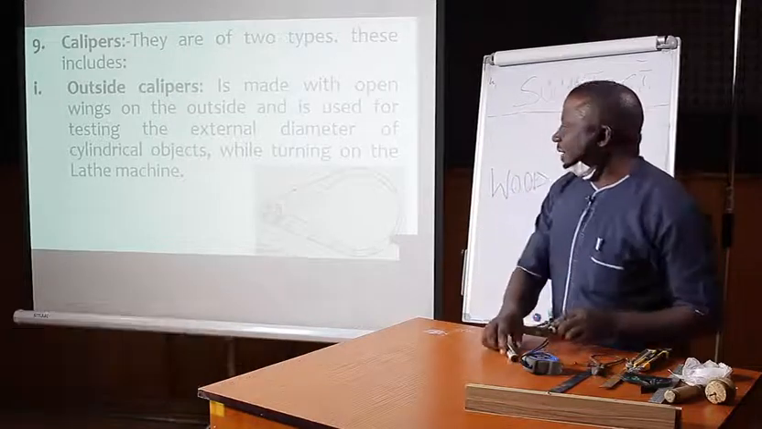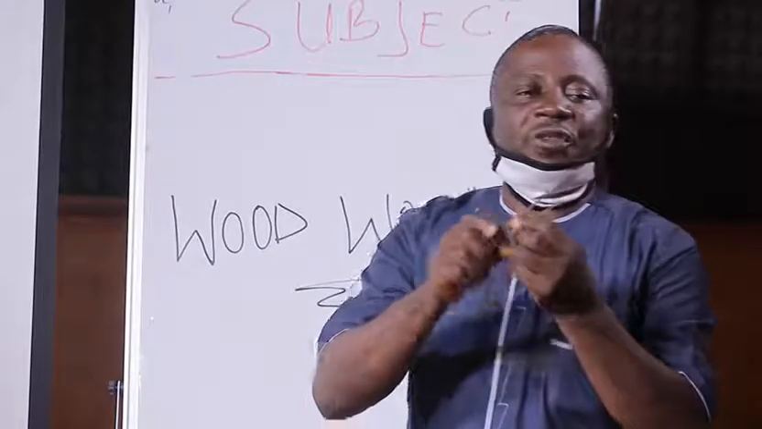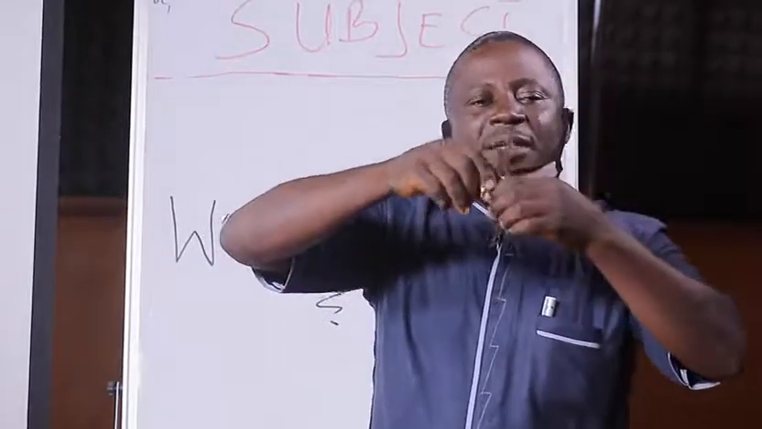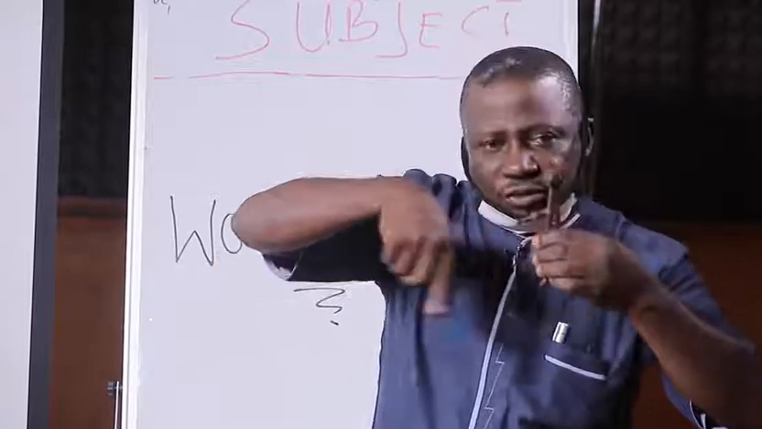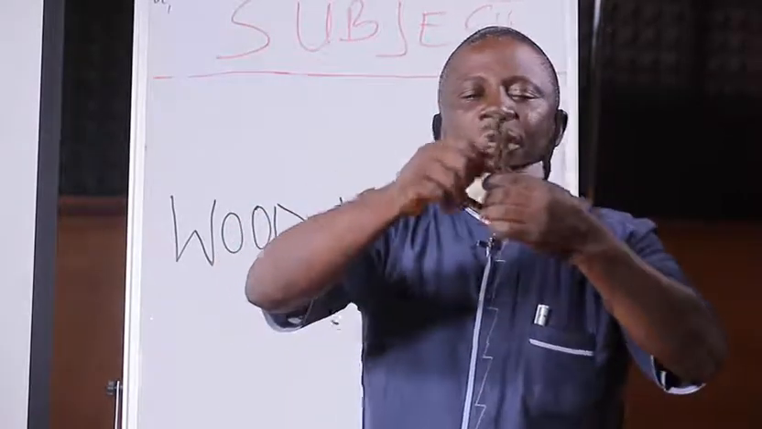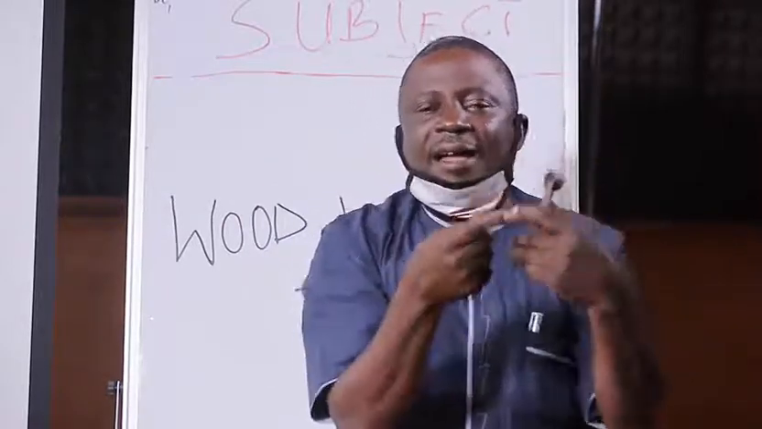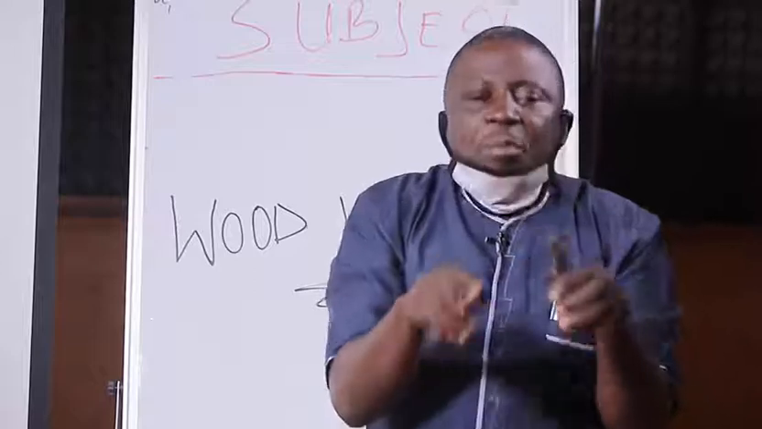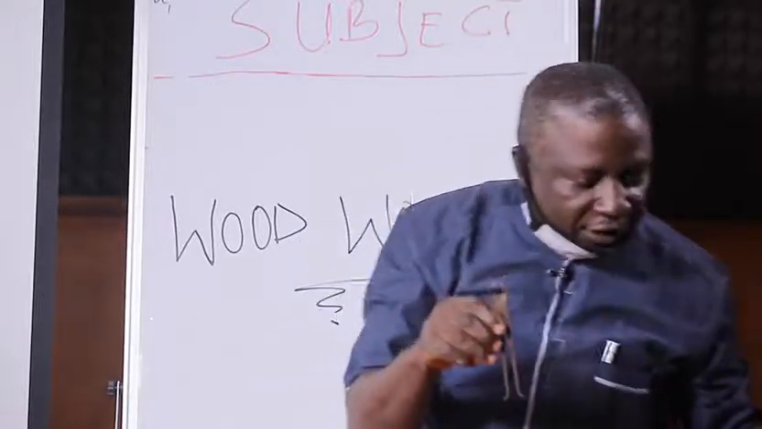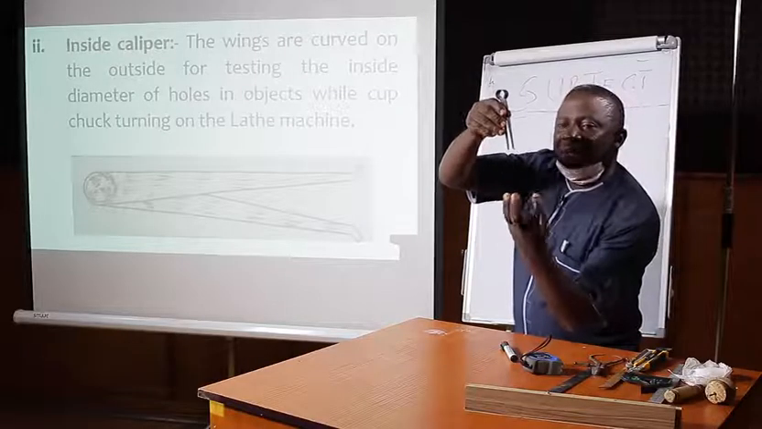Now the next is the inside caliper. You can understand, the inside caliper is used for taking diameters of holes of cylindrical objects. How do we do it? It has handles, it has wings. The wings are bent to the outside. They are used for taking the inside diameter of an object.